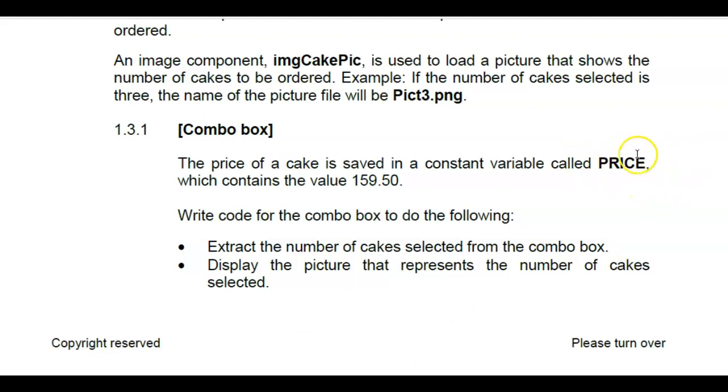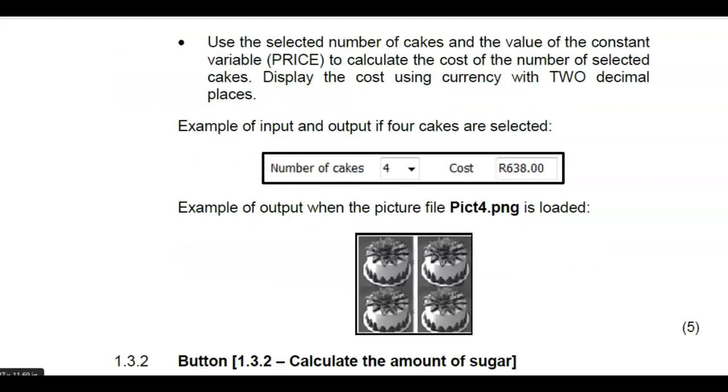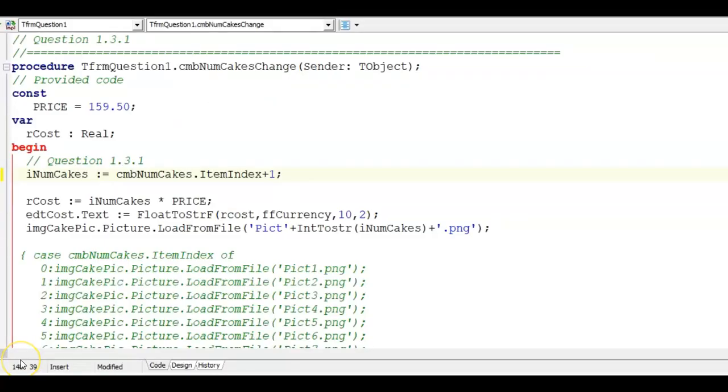Also important to notice that there was a constant variable price given that contains the value of 159.5, which is the price of one cake. Press pause and try this question yourself. Here is the rest of the question as well as some examples of input and output. We had to code on the inside of the on-click event of the combo box. So just double click on the combo box. You will see the constant price that was provided, and then you just continue to code down here.